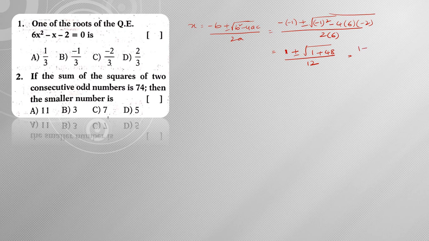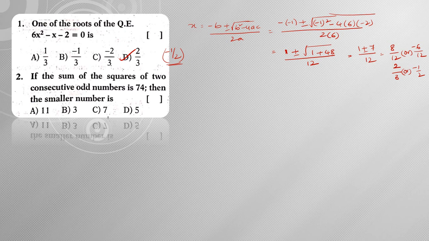So square root of 49 is 7. So 1 plus or minus 7 by 12. This gives me either 8 by 12 or 1 minus 7 is minus 6 by 12. Which gives me, in the 4 table, 2 by 3, or in the 6 table, minus 1 by 2. In the options we don't have minus 1 by 2, so the answer would be 2 by 3, and the other root is minus 1 by 2.